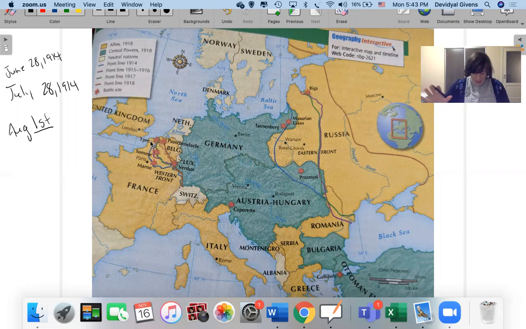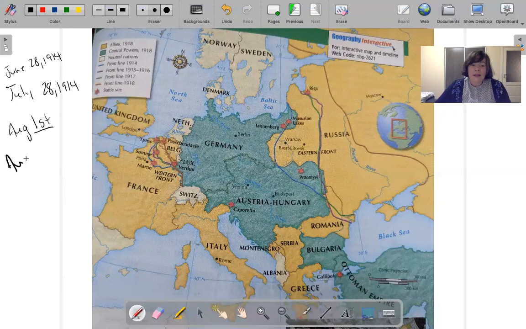Italy still wasn't in it at this time. It was August 3rd that Germany first attacked Belgium. And right after that, it was August 4th that Britain declared war on Germany. Everything happened really, really fast.